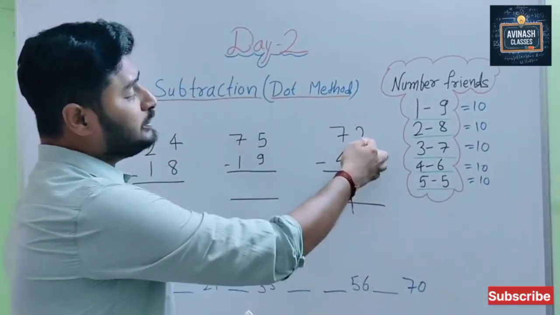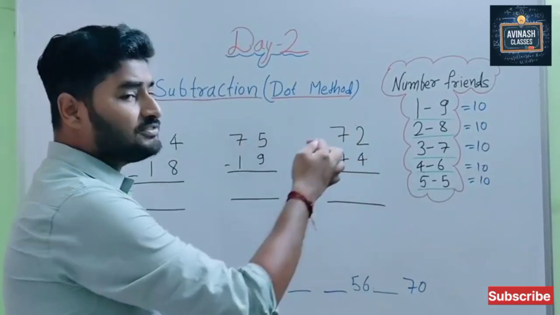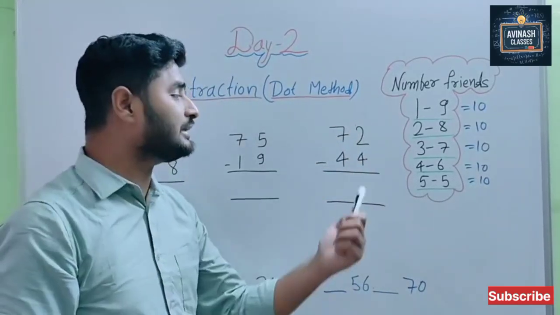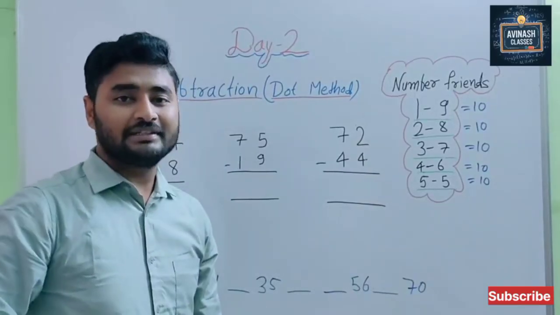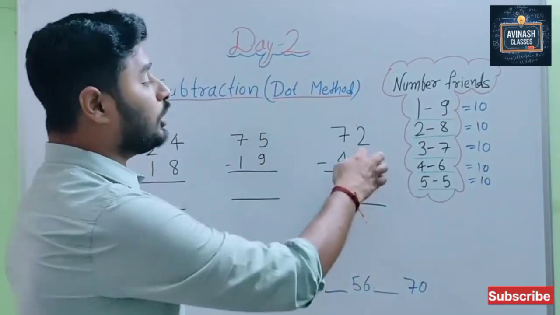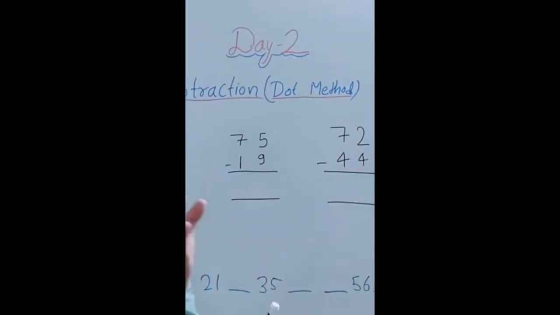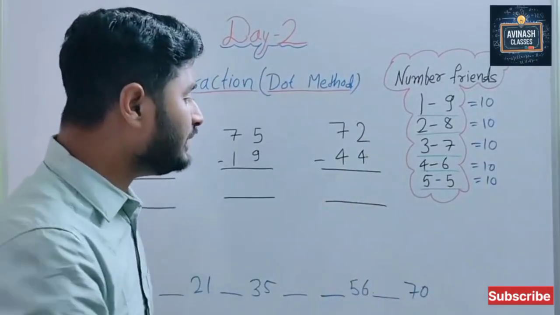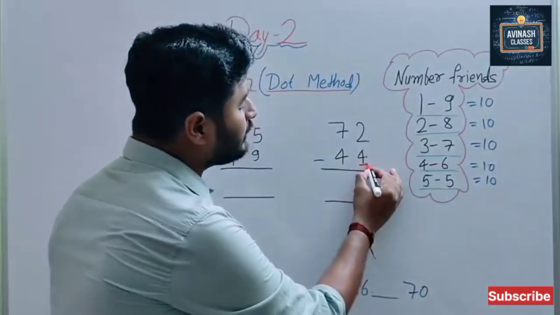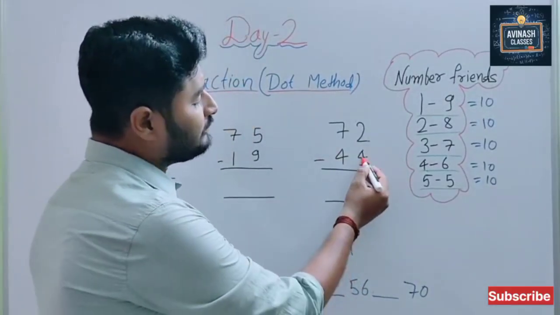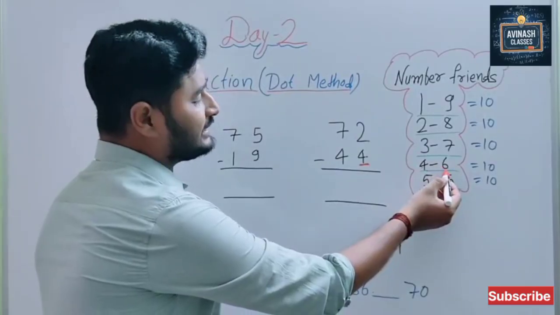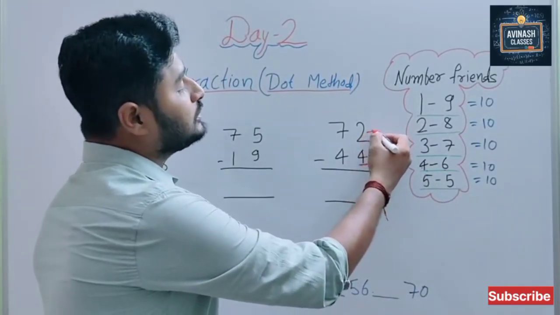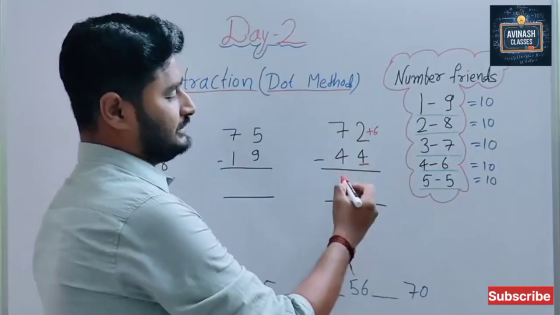So first we check 2 minus 4. Is it possible to subtract 4 from 2? No, it is not possible to subtract. So we have to check the friend of 4. What is the friend of 4? That is 6. So here we have to add 2 plus 6.